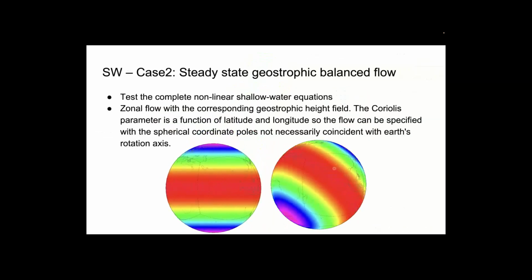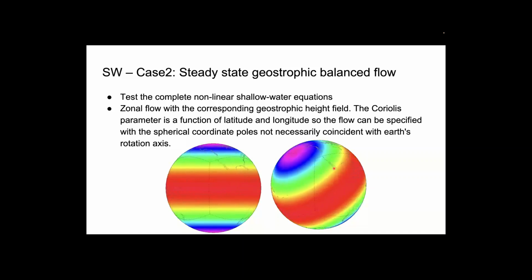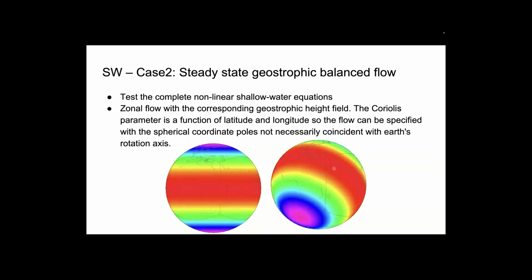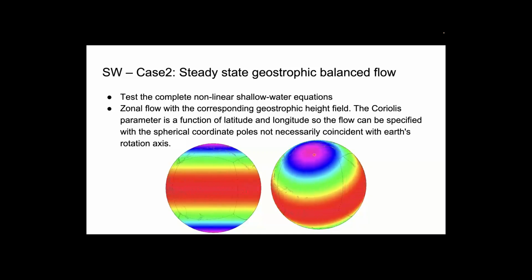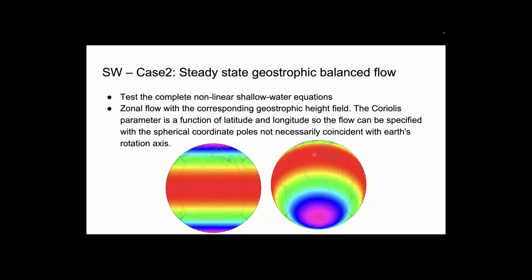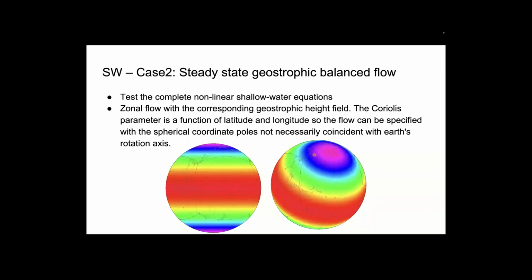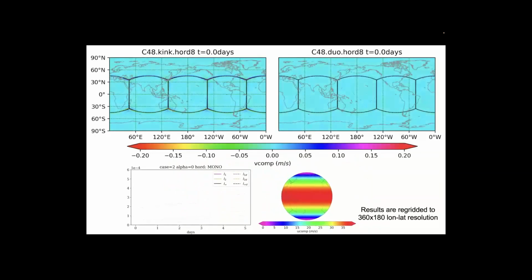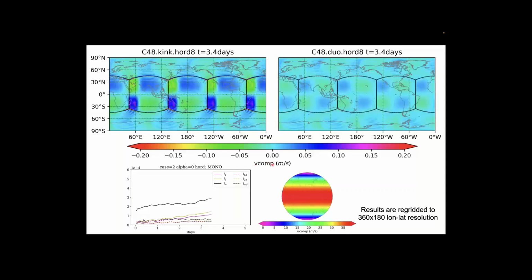I will show you the results, for instance, for case 2, which is a very standard test case, the steady state geostrophic balanced flow, which will test the complete nonlinear shallow water equations, and you can have different axes of rotation to study different effects if you are interested. So what you see here is a 200-kilometer simulation on the kink grid on the left and the GeoGrid on the right. What you're looking at is the meridional wind, which in this case should be 0. So any deviation from 0 is error.